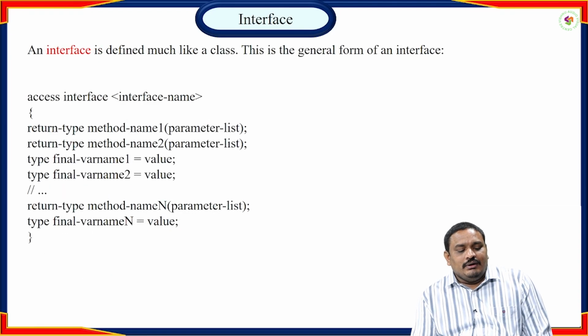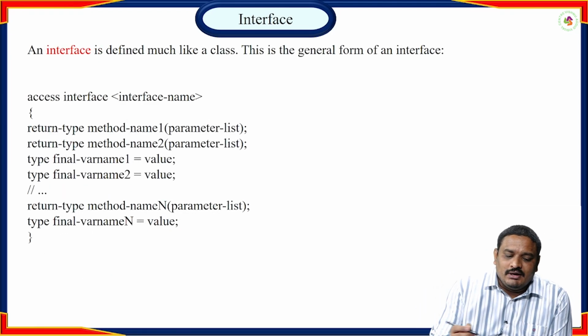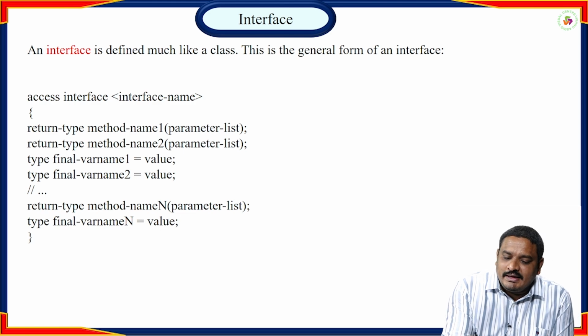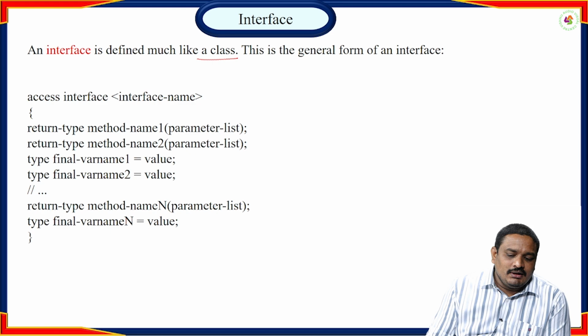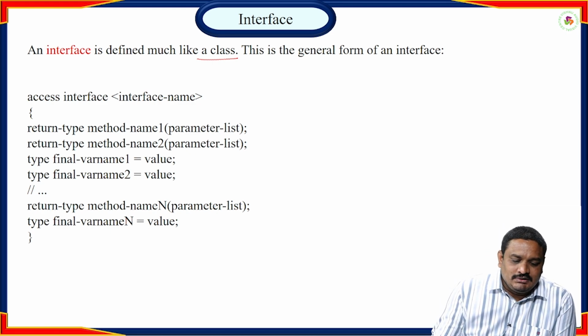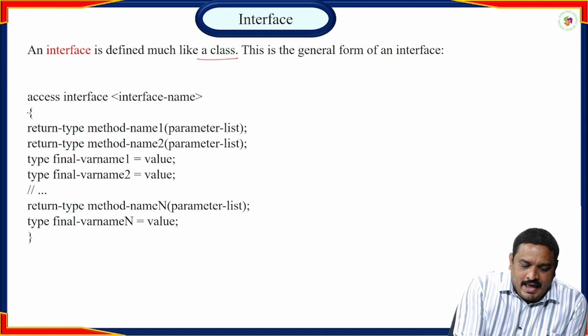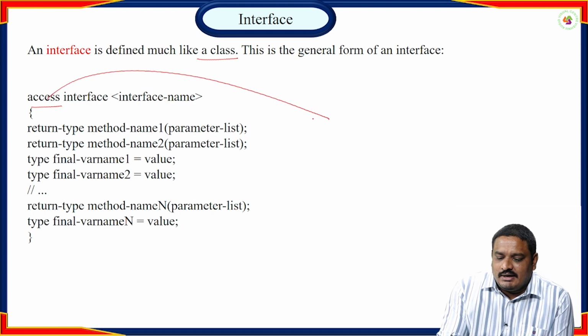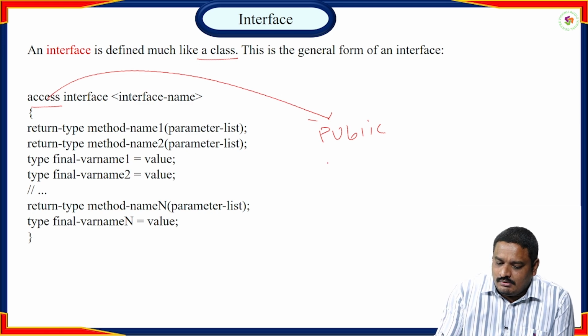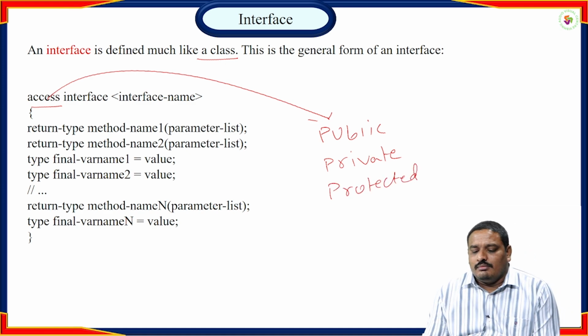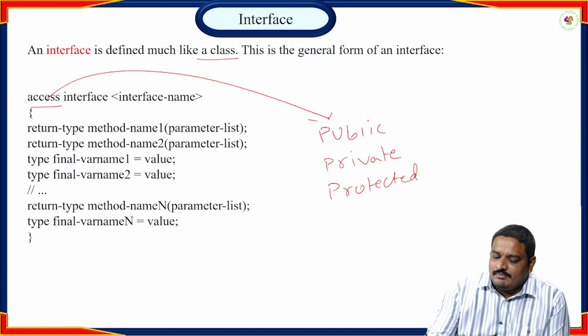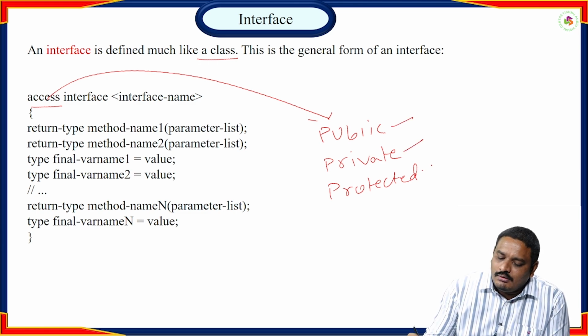That is the interface. What is the syntax of an interface? The interface is defined just like a class. The general form of the interface starts with access, where access is either public, private, or protected.